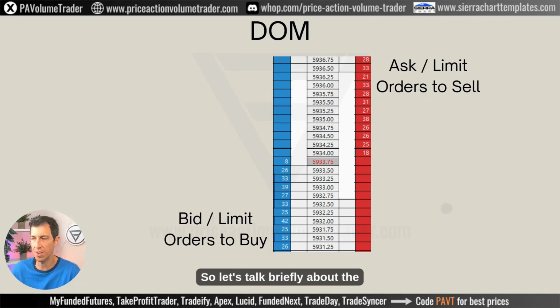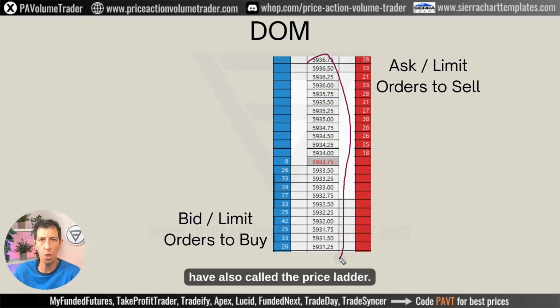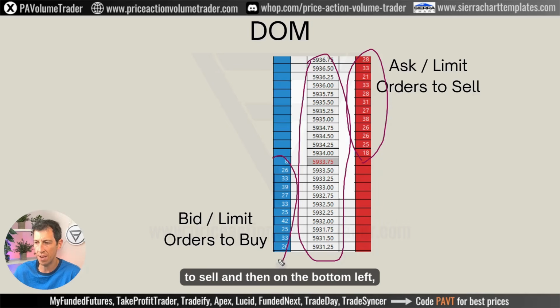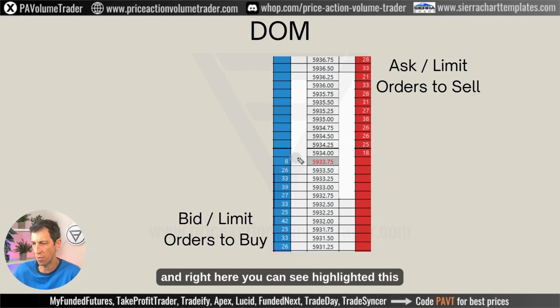So let's talk briefly about the DOM. A DOM, or depth of market, also called the price ladder, is where we have every tick level. In this case, this is an S&P 500 ES DOM. On the top right, we have the ask, or the limit orders to sell, and on the bottom left, the bid, or the limit orders to buy. And right here, you can see highlighted, this is where price is executing right now.